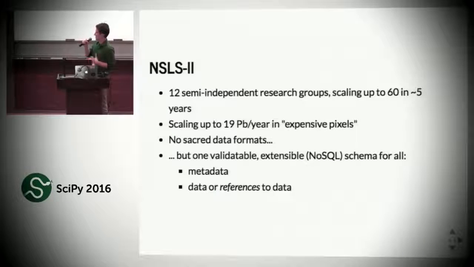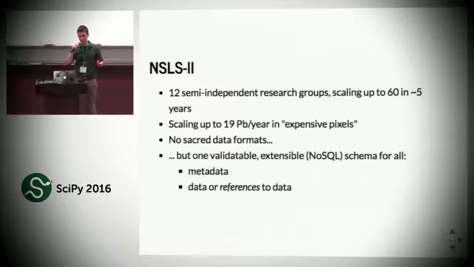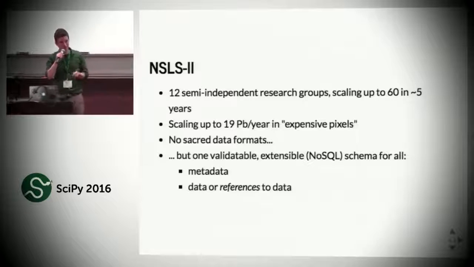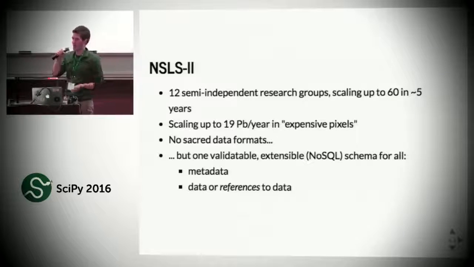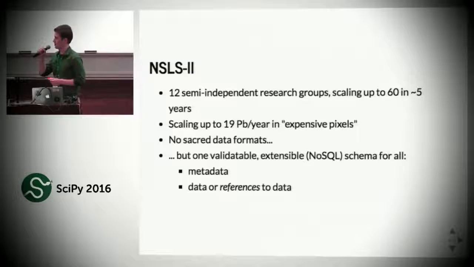To go into a little more detail about what we have right now and where we're going, we have 12 semi-independent research groups about the size of a small academic research group of scientific staff, and then again these visitors coming from the outside that take some portion of the available X-ray beam time. We're going to scale up to 60 semi-independent groups in very roughly 5 years, depending on how the funding rolls in. That's going to put us at about 19 petabytes per year, it is estimated.